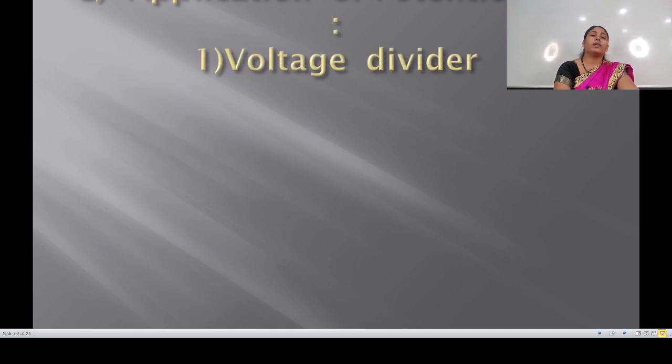Next, the potentiometer is used as a voltage divider.